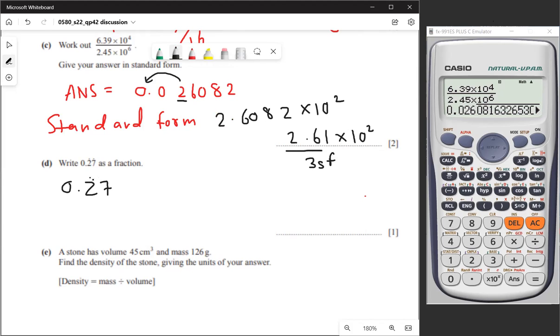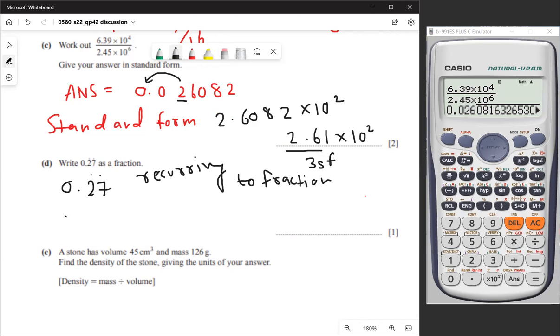2.27. Now you have two dots here. What do these mean? Repeating, recurring. These two dots over here mean recurring. Now your job is to convert a recurring number to a fraction. How can I do that? Tell me. This is how we do it.